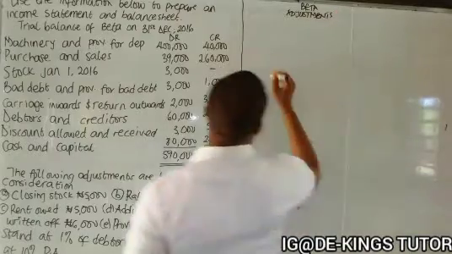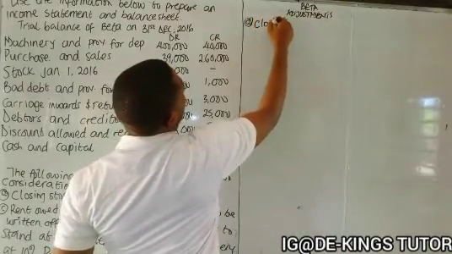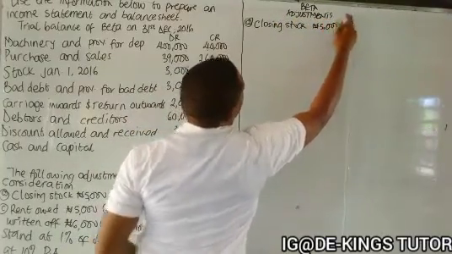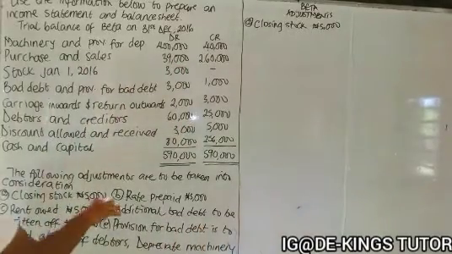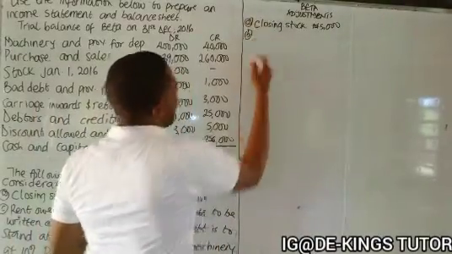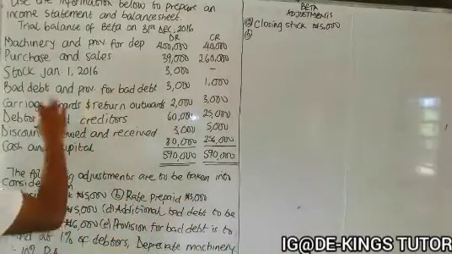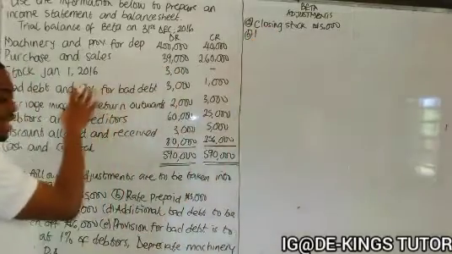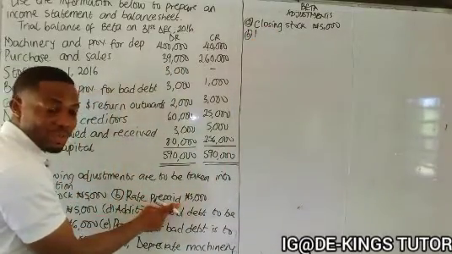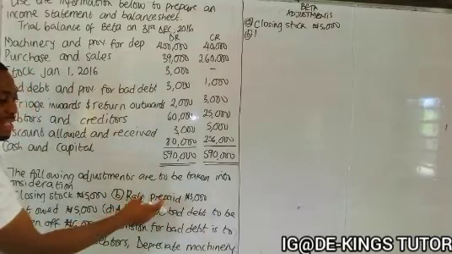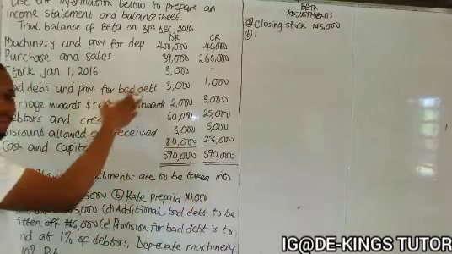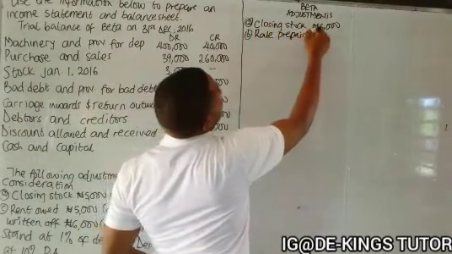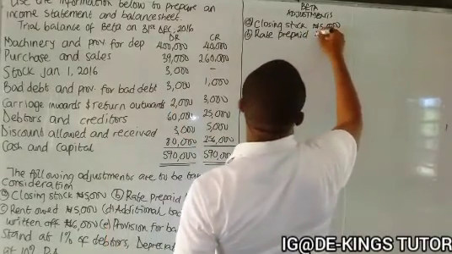So the adjustments. The first one is closing stock. Closing stock is 5,000. Now B is rates prepaid. Let's check if there's a rates payment here. There is none, so we'll just write it there. And even if there were rates paid here, since it is prepaid, you would deduct this amount from the amount that has been paid. So I have rates prepaid, which is 3,000.